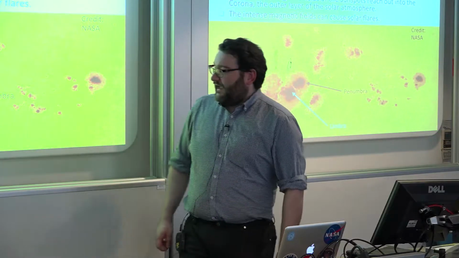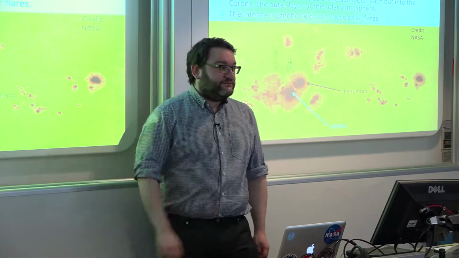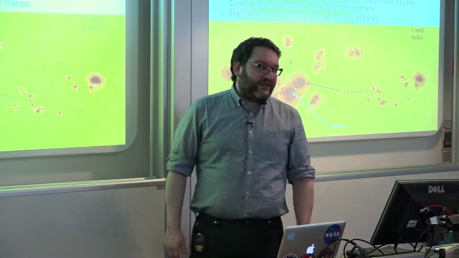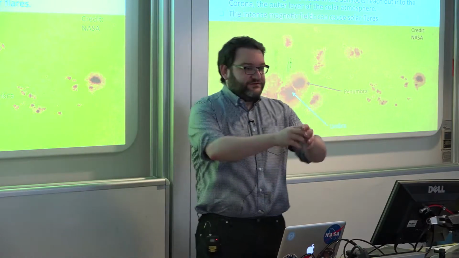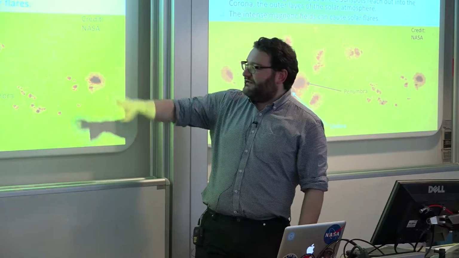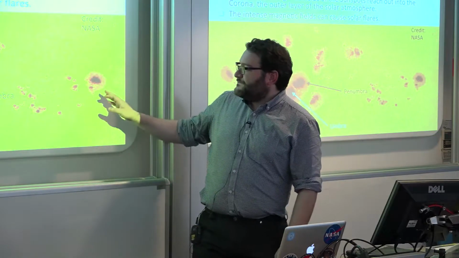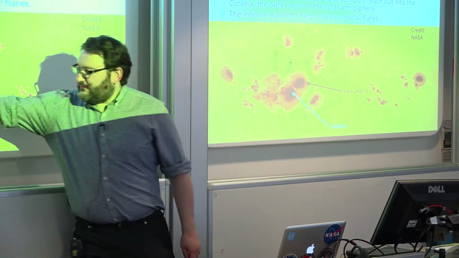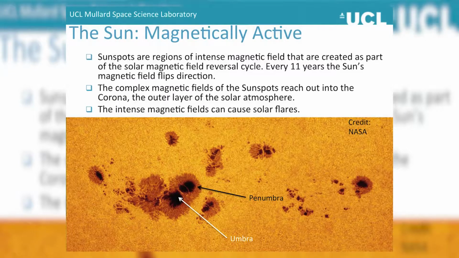Sunspots always come in groups. This whole group here is called an active region. An active region is a group of sunspots that are magnetically linked together. The center of a sunspot is called the umbra, and the surrounding darker area is called the penumbra. These are very dynamic systems that change on a day-to-day basis, although individual sunspots can last for many weeks or even months if they're very intense.